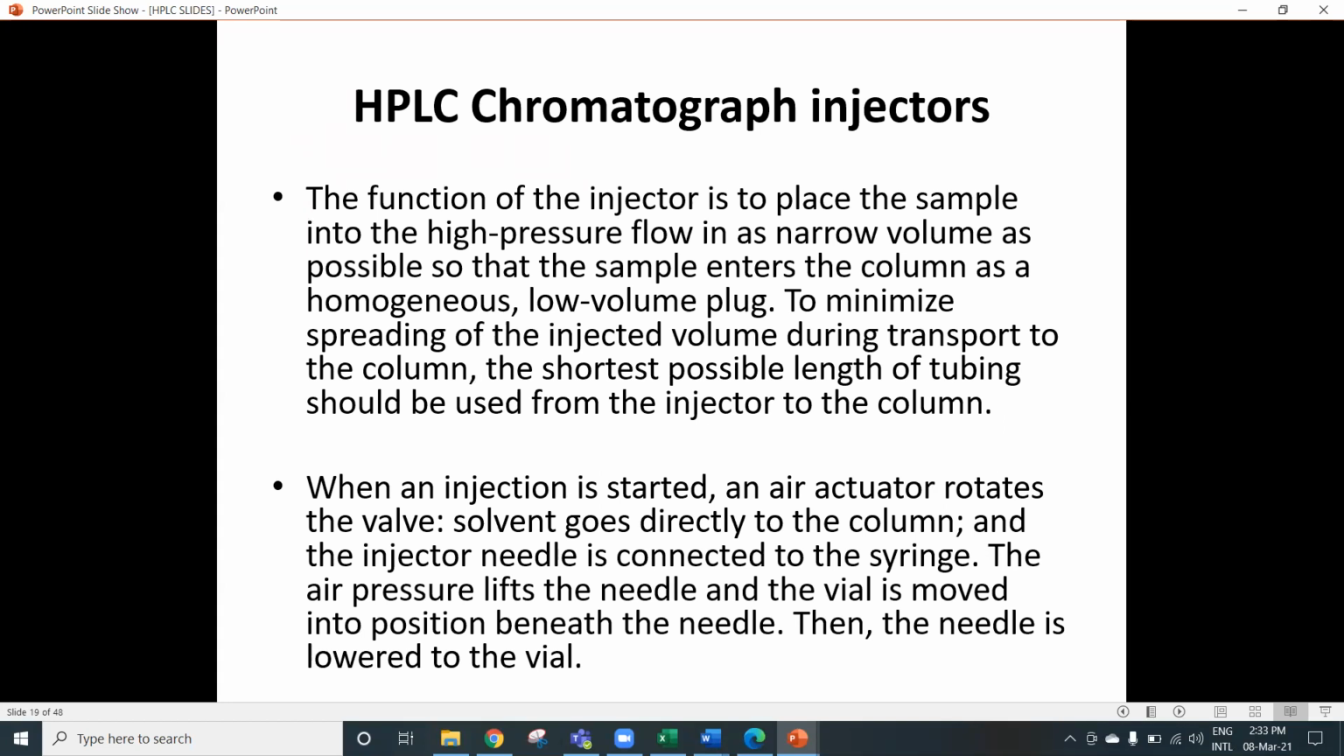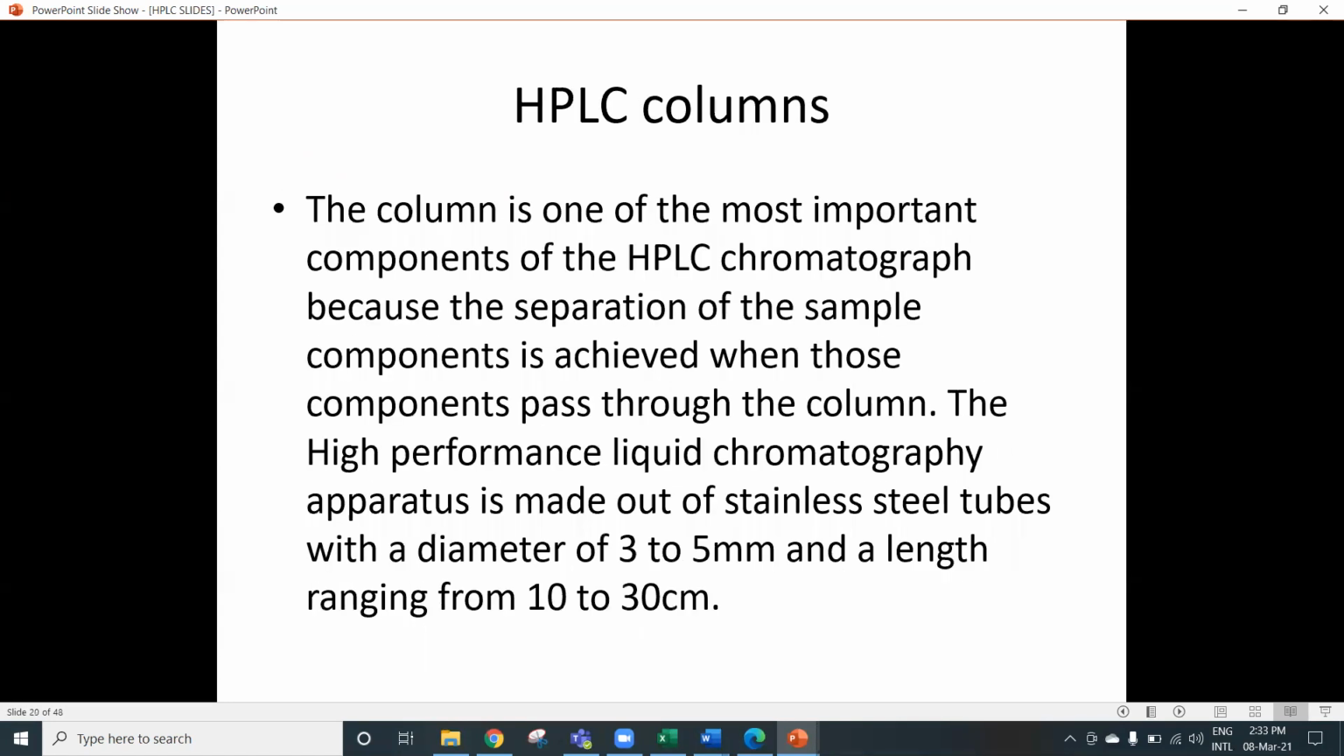So the injectors, we looked at the injector before. The injector places the sample into the column, and you don't want the length of the tubing to be long. I think we talked about this. Then the column, which is the main key player in HPLC. It's one of the most important components of the HPLC because the separation is achieved when the components pass through the column. So when you inject a sample into the tube, nothing would happen, even when your sample is flowing with the mobile phase, until it gets into the column.